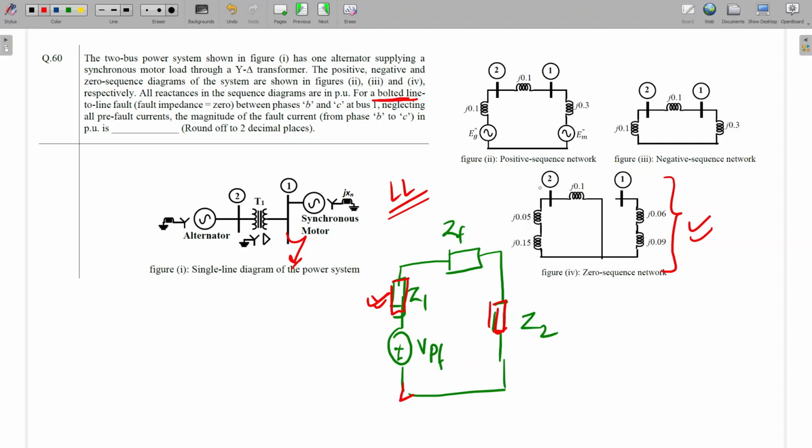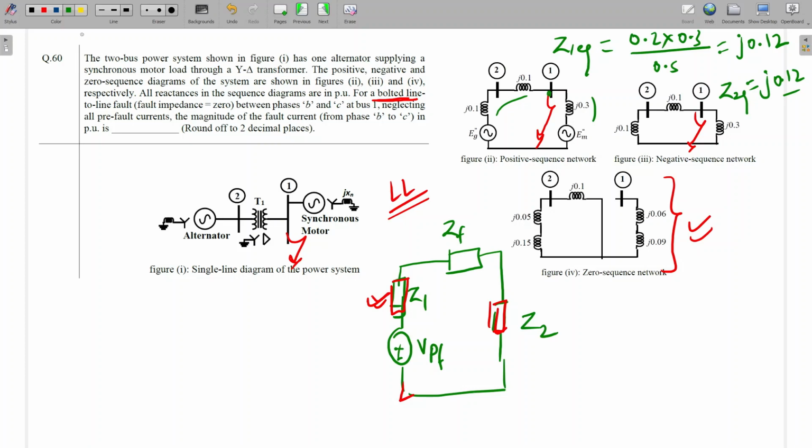Since the line to line fault is happening at bus 1, can we calculate the equivalent impedance with respect to this point? For the positive sequence impedance, see here 0.2 and here 0.3. So Z1 equivalent will be 0.2 into 0.3 divided by 0.5, so it will be j0.12. Z2 is also the same, 0.2 and 0.3 in parallel, so Z2 equivalent will be j0.12. So this will be the positive sequence current IA1. And what will be the fault current equation for the LL fault?